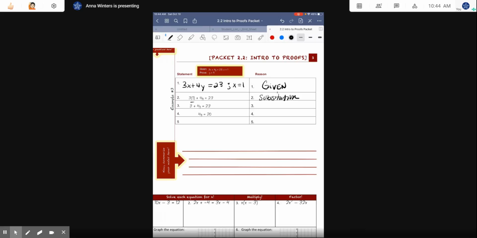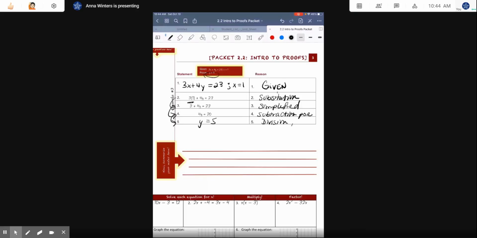In line 3 to 4, they multiplied 3 times 1, so we simplified. And then line 3 to 4, we subtracted 3 from both sides. So subtraction, POE. And then line 4 to 5, we have y equals 5, as we should, because that's in our proof statement. And we divided, so division, POE.